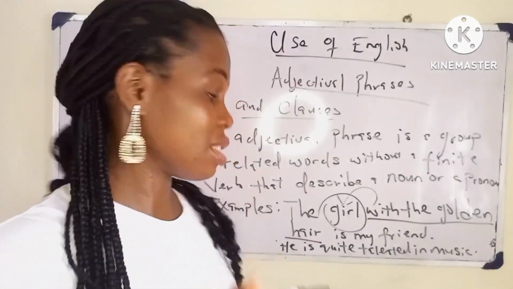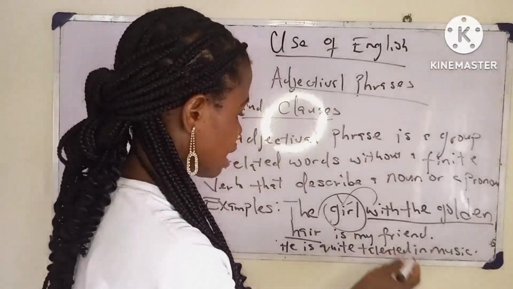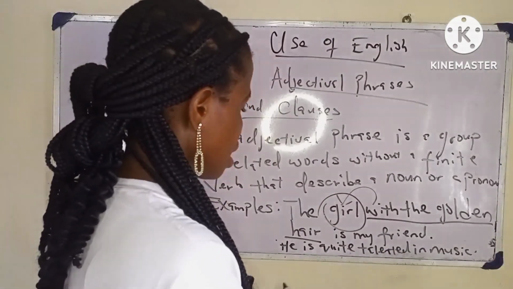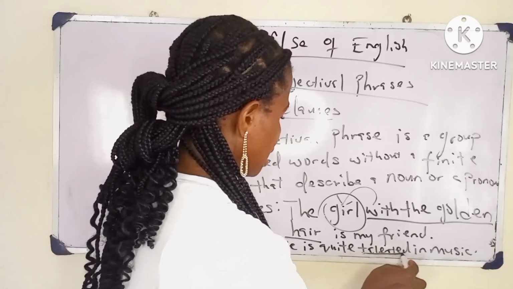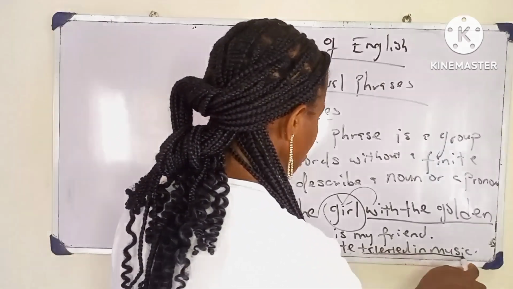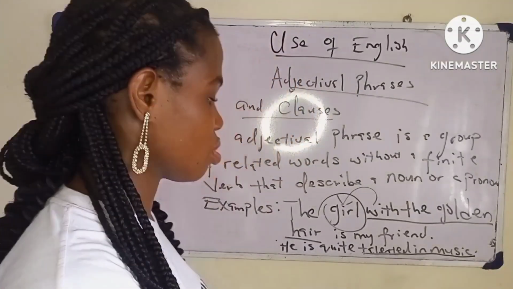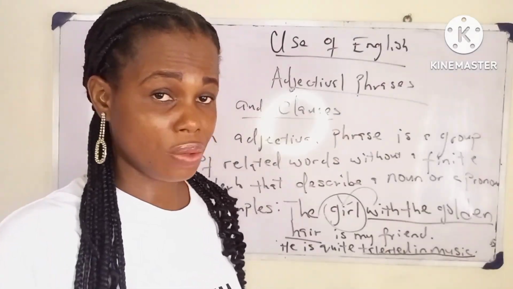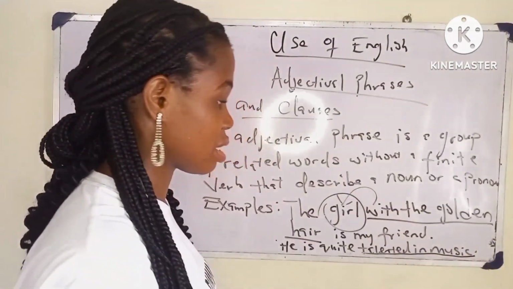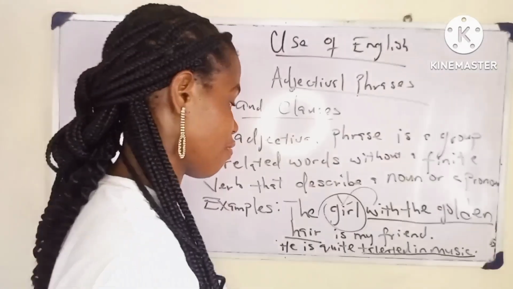Okay. Now there are some strategies. He is quite talented in music. Now, talented in music, okay? Is there a phrase to start with? Yes, it's a phrase because it doesn't contain a subject, doesn't contain a verb, okay?